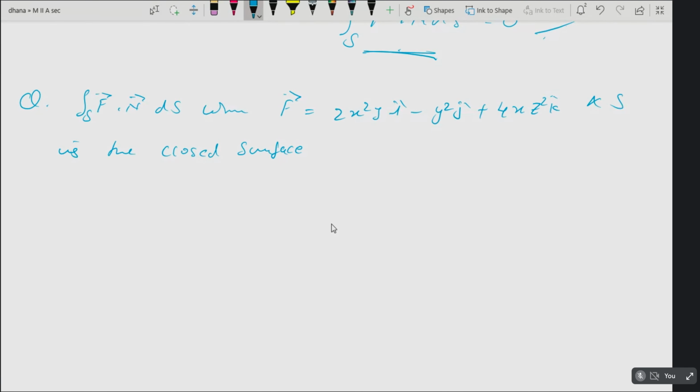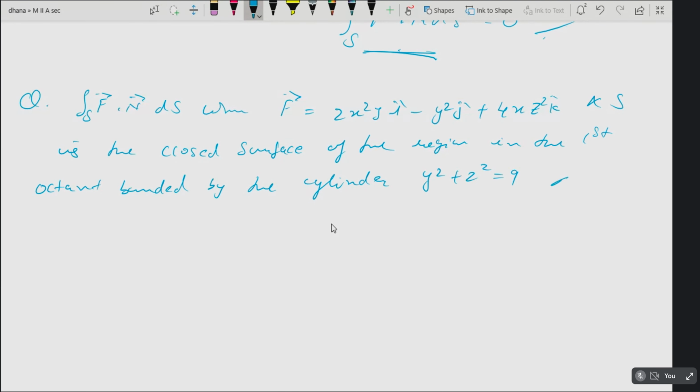S is the closed surface of the region in the first octant bounded by the cylinder y square plus z square is equal to 9, and the planes x is equal to 0, x is equal to 2, y is equal to 0, z is equal to 0. Okay. So first let us try to draw this one, then we will find the solution.